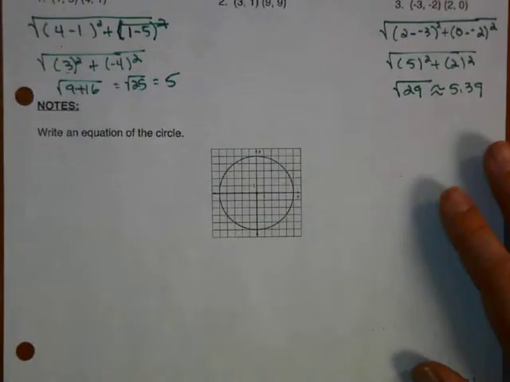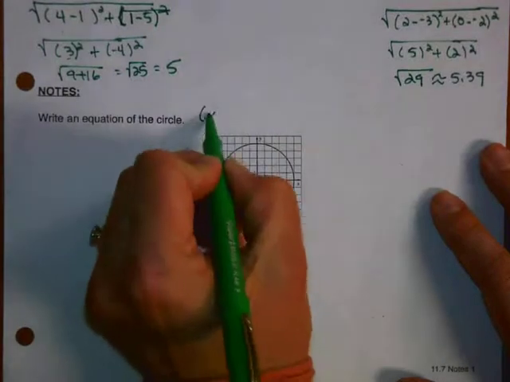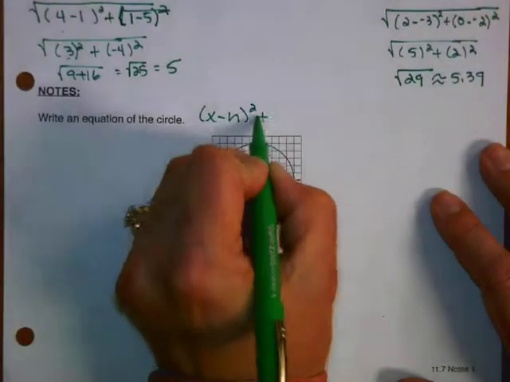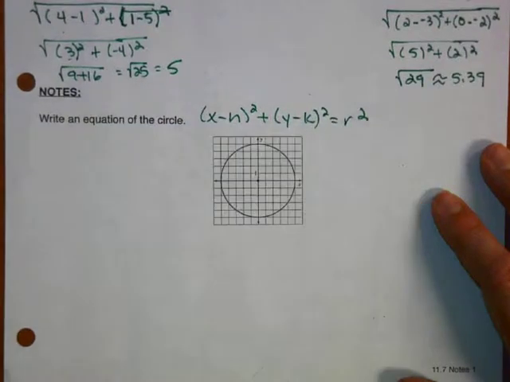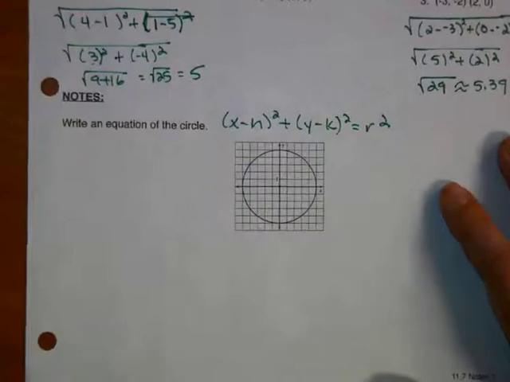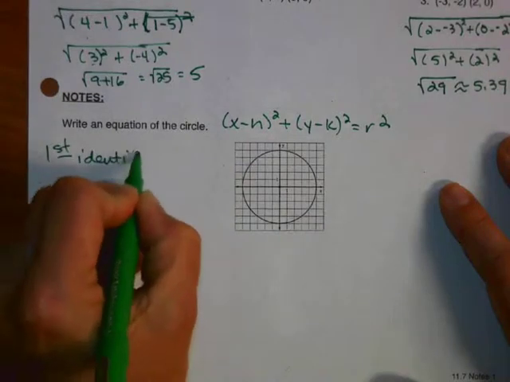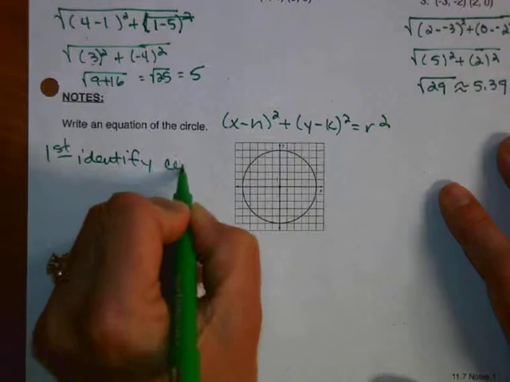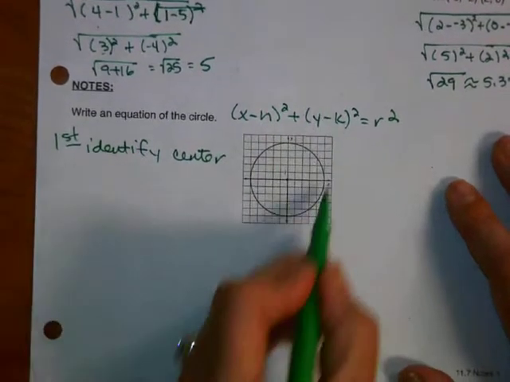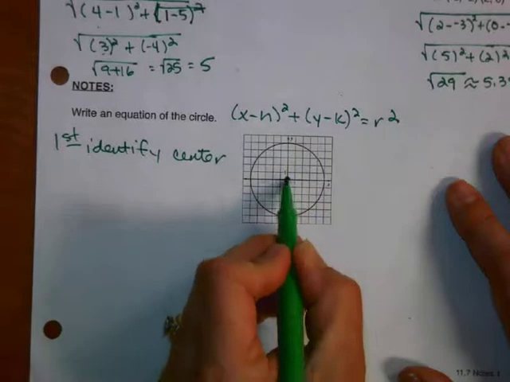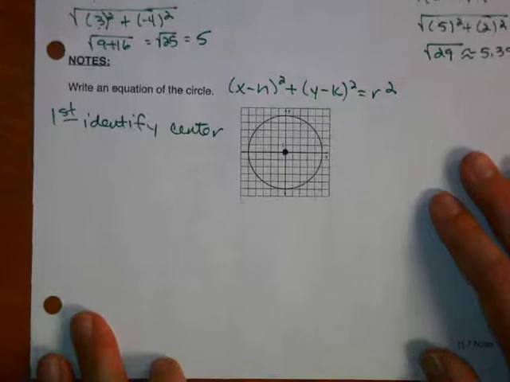So you're going to do a few different things here. Write an equation of the circle. So let's just write this down because this is the general form that we're working with. I know it's right above there, but it's good to see it again. What you do first is identify the center. So in this circle, this is the center right here. And what are the coordinates of the center?